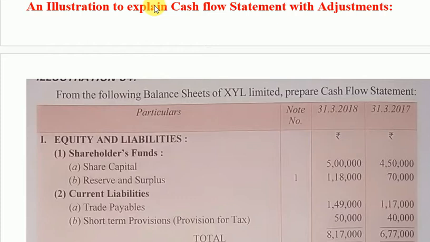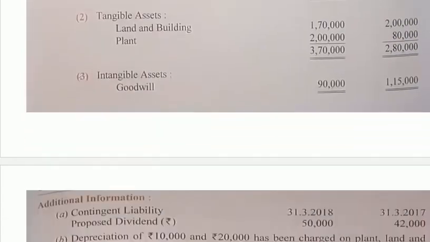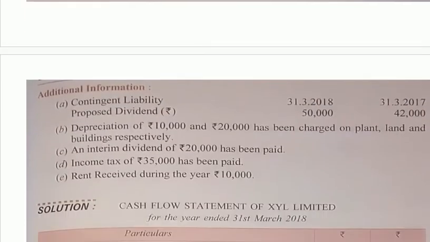And today, we are going to see a question from a textbook which takes a complete cash flow statement and adjustments coming up. Not all, but a few adjustments coming up here. So, this is your question, and I'll show you the adjustments which are given here. The adjustments which are part of this question are the additional information.